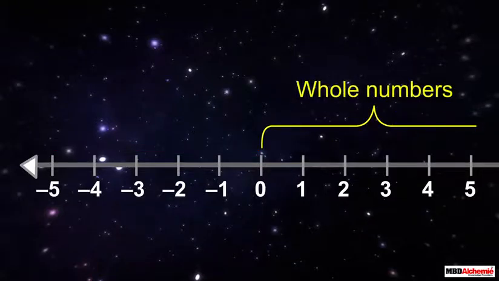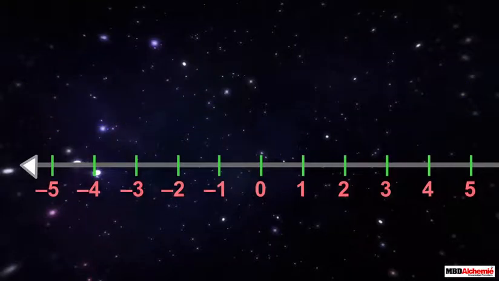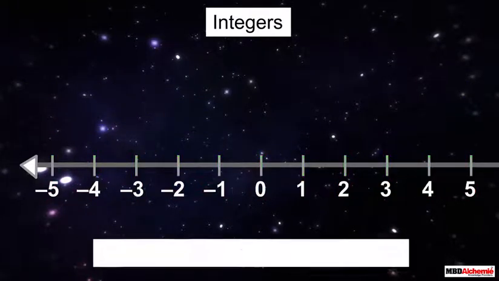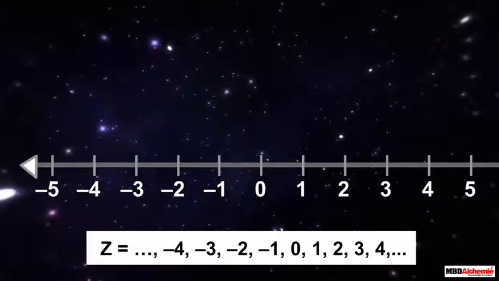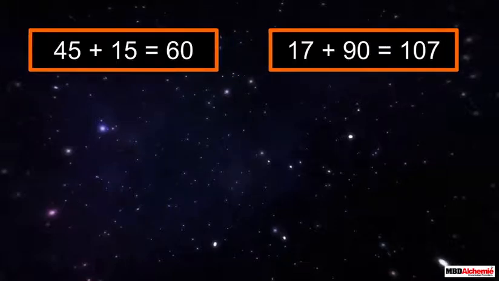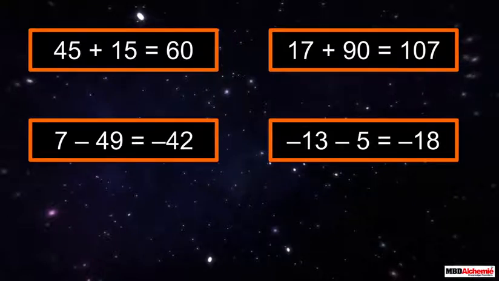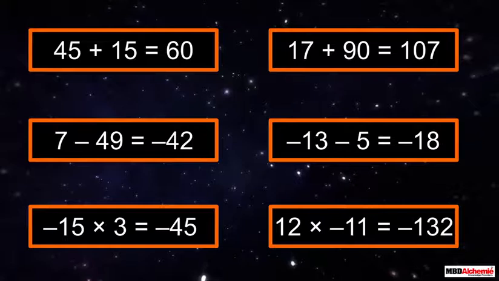Here we get whole numbers and negatives of natural numbers. All these numbers together are called integers. Integers are represented by Z. The sum of two integers is also an integer. The difference of two integers is also an integer. The product of two integers is also an integer.